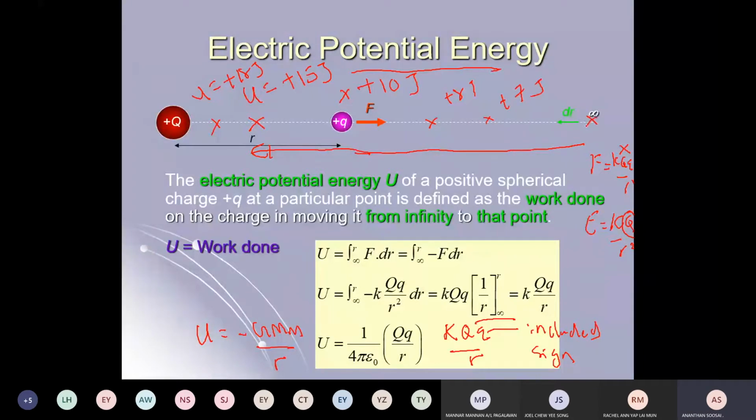At infinity, the potential energy will be how much? 0 joule. No work has been done. To bring from infinity to infinity, the potential energy gain is 0 joule. That's the definition. Any questions from this slide? Electric potential energy is the work done to bring a charged particle from infinity to that point. The unit is joule. The derivation you need not know, but you need to know how to use this formula. Sign of charge, please include.